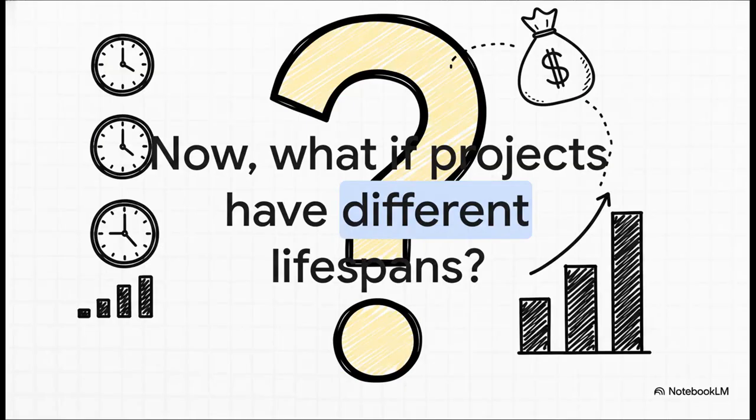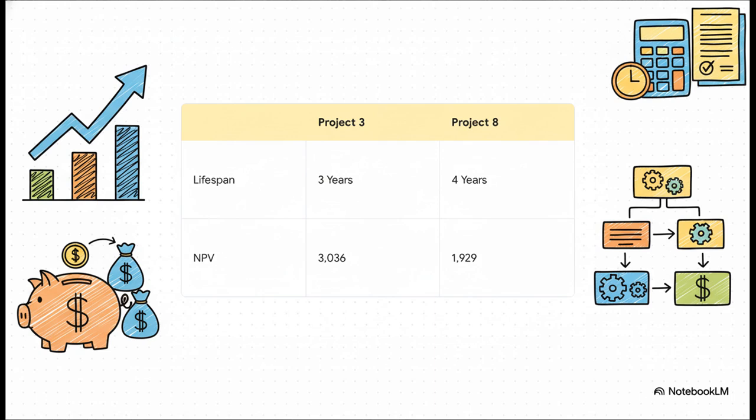Okay, size problem? Solved. But there's another mismatch we have to deal with: time. How in the world do you fairly compare a project that's over in 3 years with one that chugs along for 4? This is another classic trap that can really fool you. So here's the puzzle. Project 3 looks like a home run, right? Its total value, its NPV, is way higher. But hold on a second.